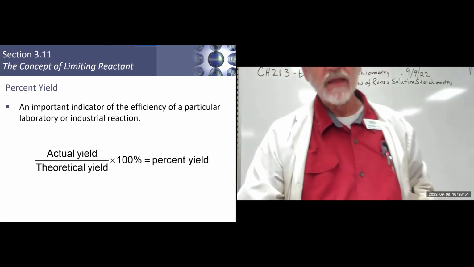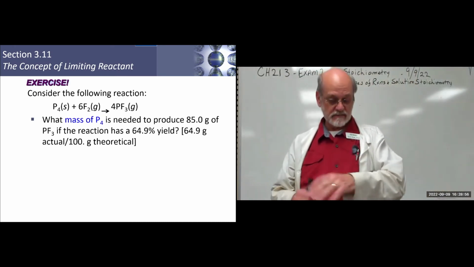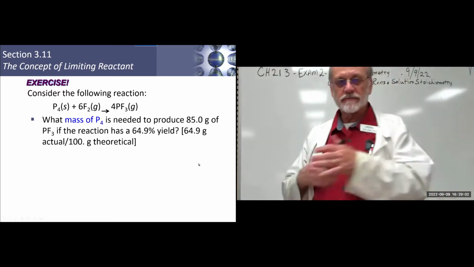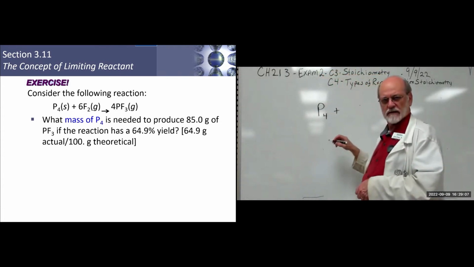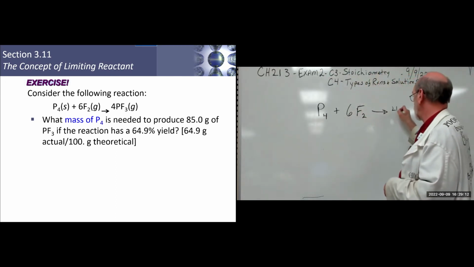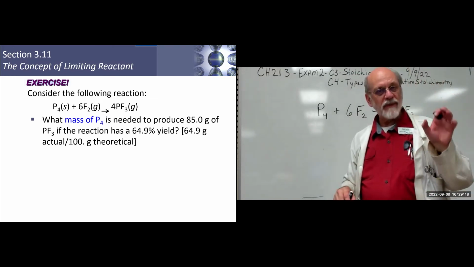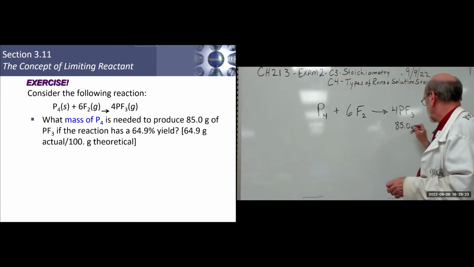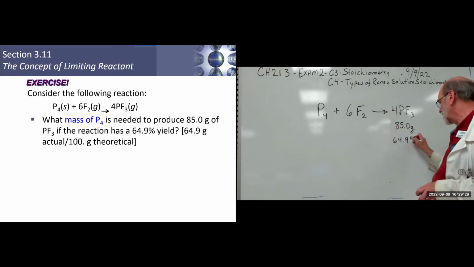Anyway, that's percent yield. Now this last problem, I'd like to do this in complete, but we're running out of time. What we need to do, I'll sort of gloss over 4PF3. All right, so what mass of P4 is needed to produce exactly 85 grams of that product if you know that the efficiency is 64.9%.